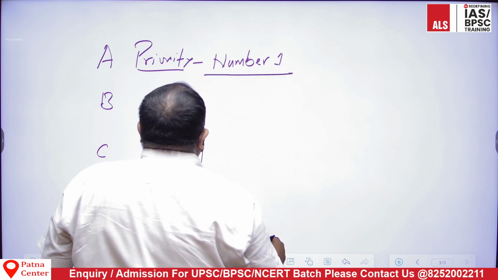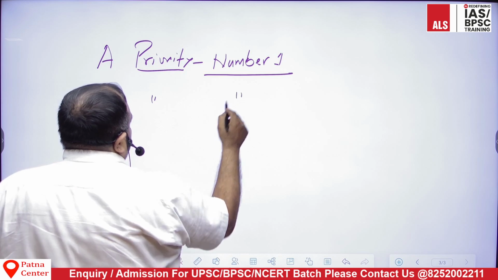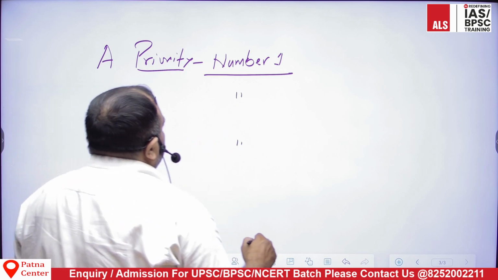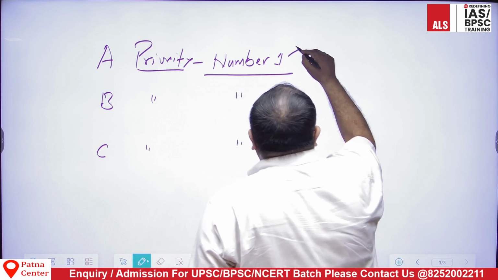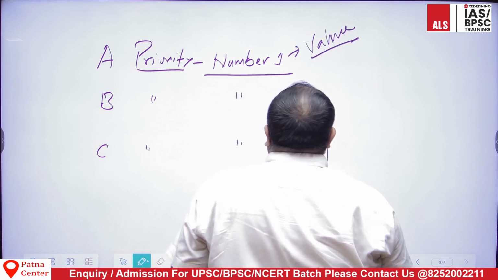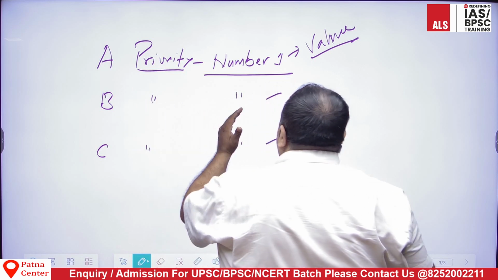This candidate has got how many priority? This candidate has got how many priority? And what are the values of those numbers? The values are added against each candidate.